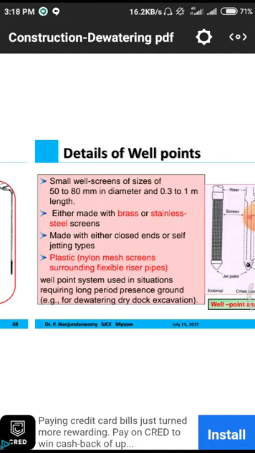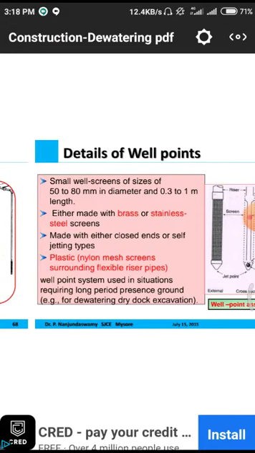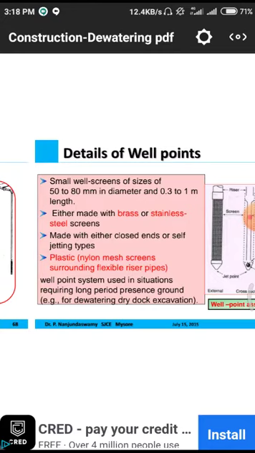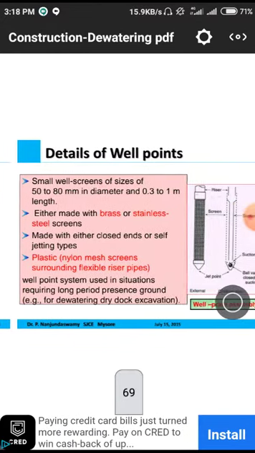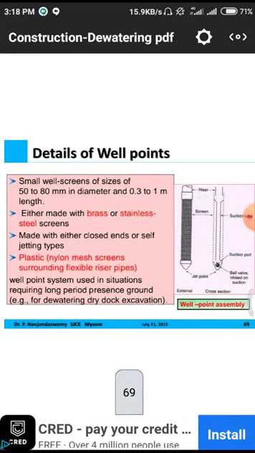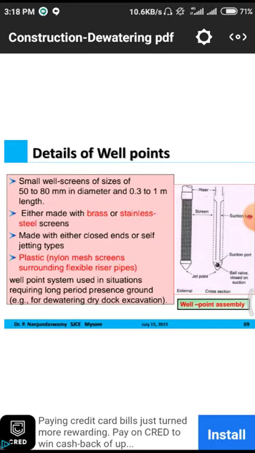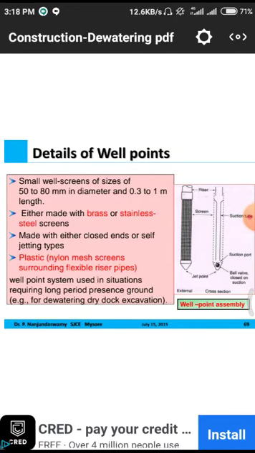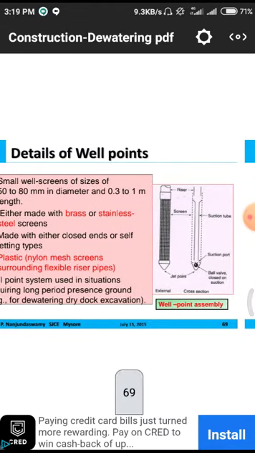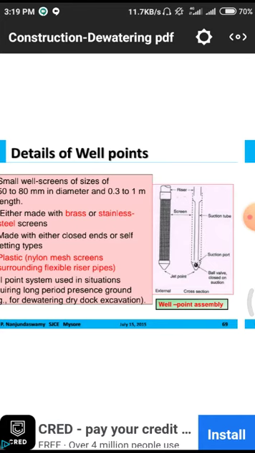The well point system is used in situations requiring a long period of dewatering of the ground. That means these well points are normally used for a long period. These methods are employed for weeks or months to remove the total quantity of water in the soil. But in the case of the previous sumps and ditches, it is a short span of time.